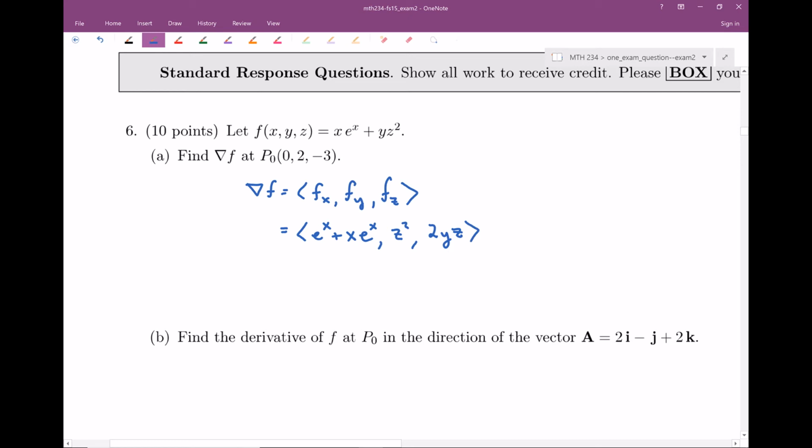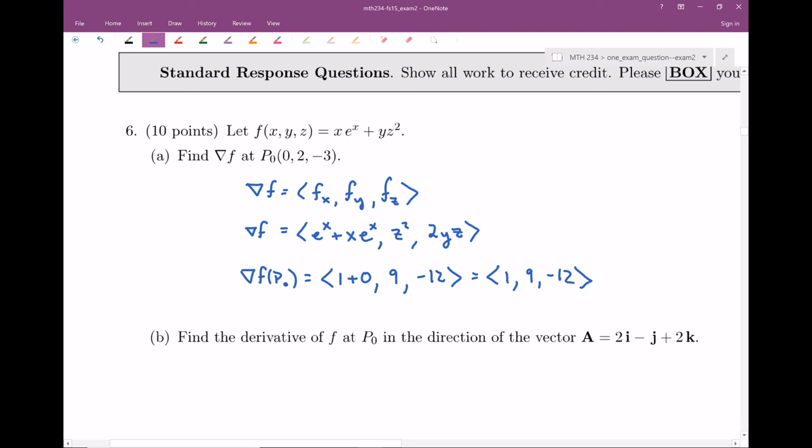Okay, and now I'm interested in the specified point. So again, this is my gradient vector. I want the gradient vector at p, or I guess p sub 0 in this case. That is, x is 0, y is 2, z is -3. So x is 0. Looks like I have e to the 0. That's going to be 1 plus 0. Let's see, z squared. So that's going to be -3 squared. That's 9. And then 2 times y times z. So that's going to be 2 times -3. I hope that's -12 altogether. So I get the vector 1, 9, -12.